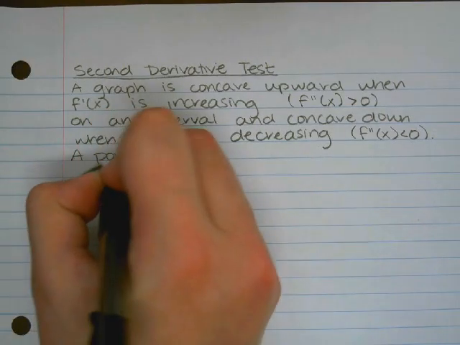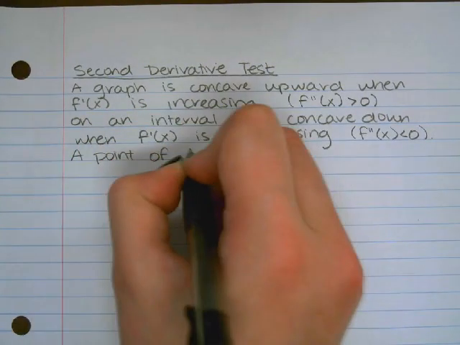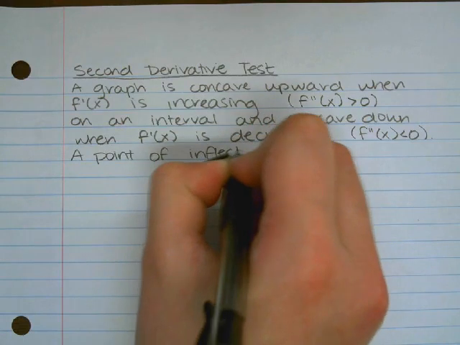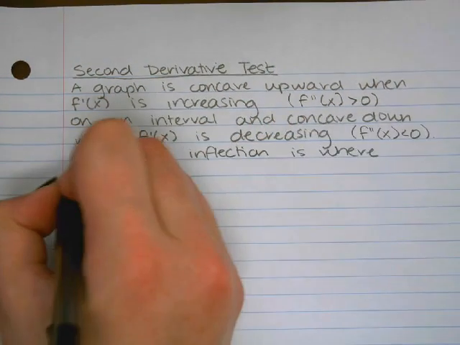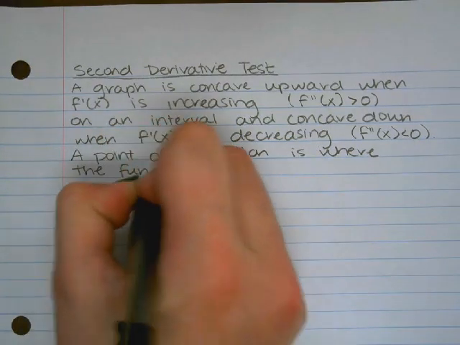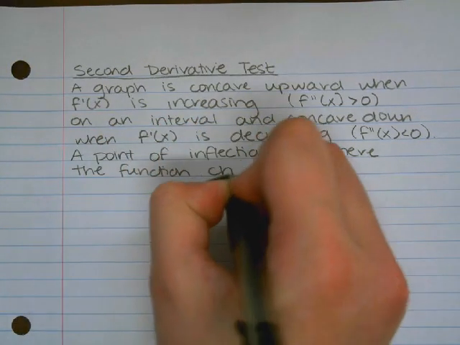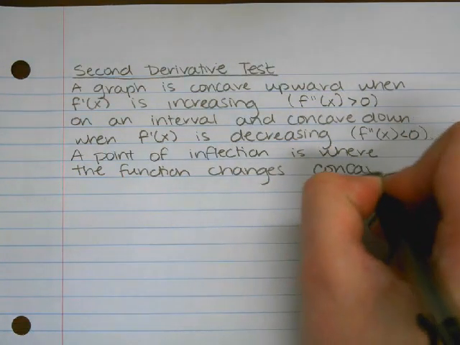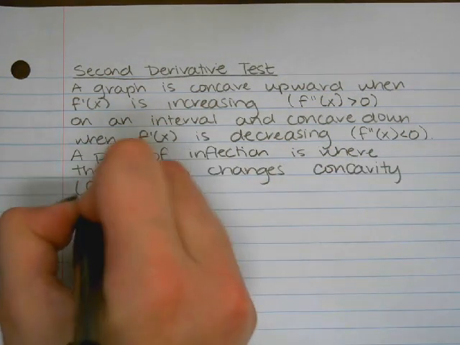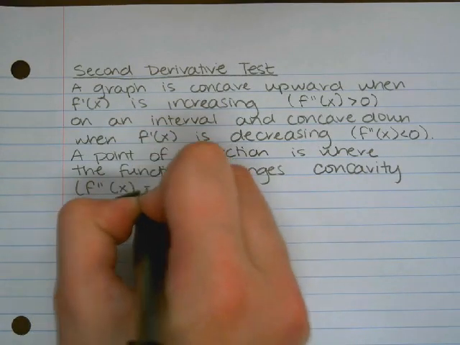So a point of inflection is where the function changes concavity. So that's where the second derivative equals 0.